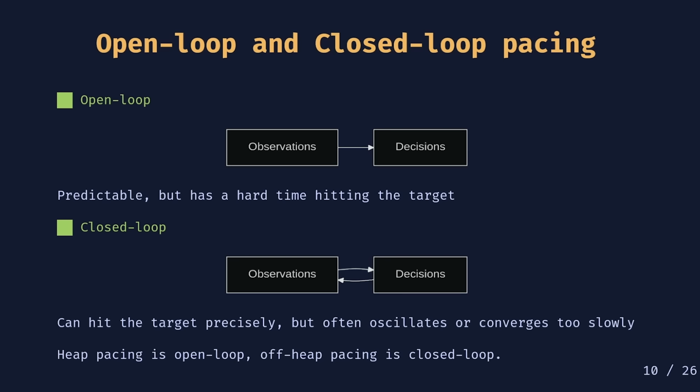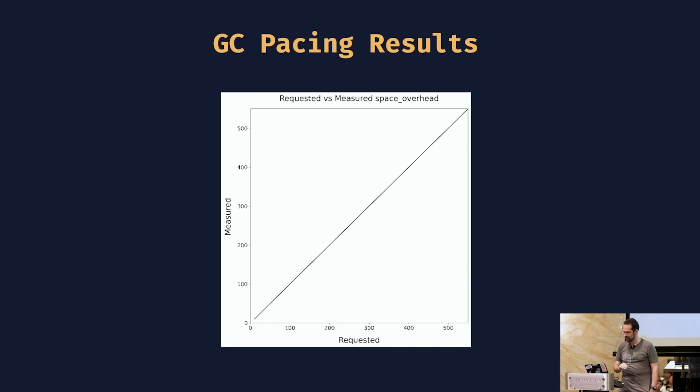And the off-heap pacing is closed loop. It's closed loop because of that H. The capital H is looking at a value that you are yourself influencing its behavior. All right. So that's the kind of pacing story. Let's talk about what the results look like.